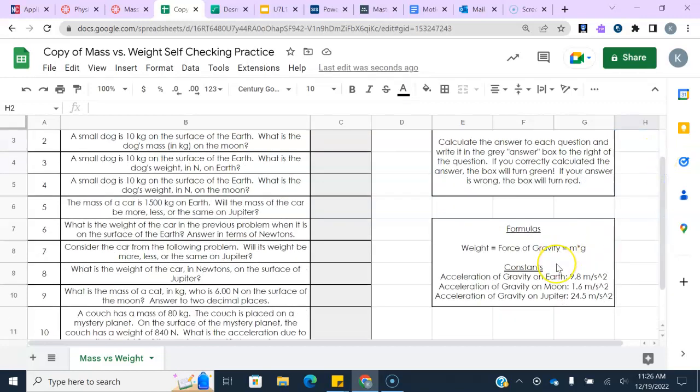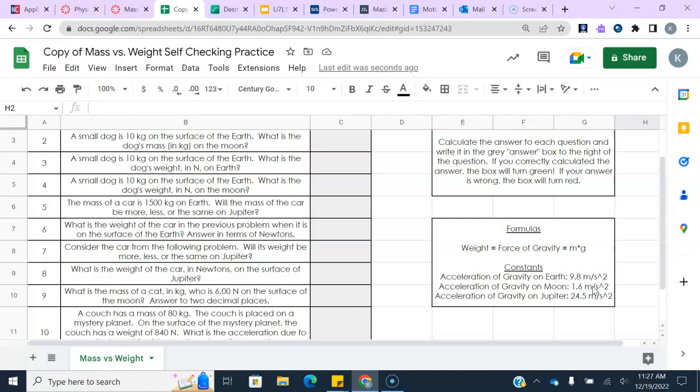So the formulas are over here. We're only using one formula. Weight is equal to force of gravity, aka newtons, which is equal to mass times acceleration. Your acceleration of gravity on Earth is 9.8, and it also tells you the force of gravity on the moon and on Jupiter, because some of these questions are going to ask you about weights on the moon and on Jupiter. So remember, F equals ma: force, aka weight, is equal to your mass times your acceleration due to gravity.